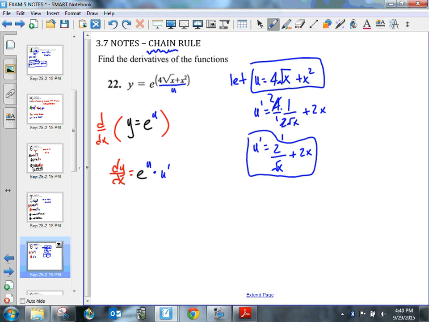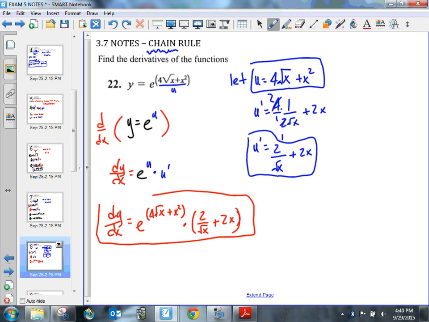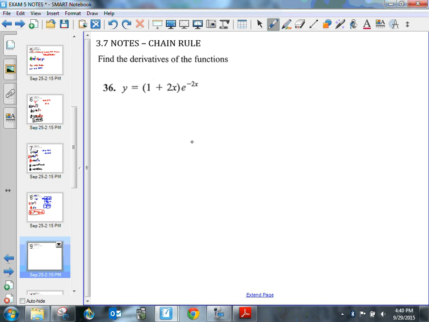So let's go ahead and do that, and I end up getting dy/dx is equal to e to the u, and the u was 4 square root of x plus x squared, and then I'm going to multiply that by the quantity 2 over the square root of x plus 2x. This is unsimplified, but we're just going to leave it like this for now. Sometimes it requires us to simplify, but for these videos, I'm not going to simplify. Let's go ahead and move on to the next one.